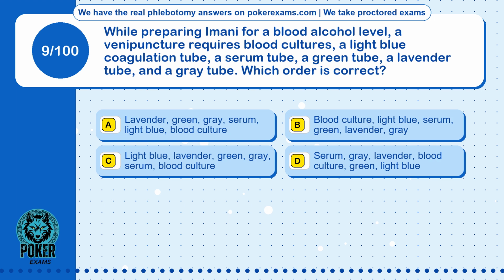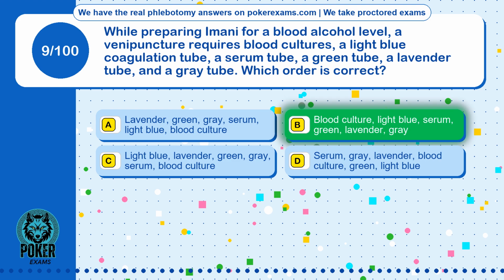Question 9. While preparing Imani for a blood alcohol level, a venipuncture requires blood cultures, a light blue coagulation tube, a serum tube, a green tube, a lavender tube, and a gray tube. Which order is correct? Option A, lavender, green, gray, serum, light blue, blood culture. Option B, blood culture, light blue, serum, green, lavender, gray. Option C, light blue, lavender, green, gray, serum, blood culture. Option D, serum, gray, lavender, blood culture, green, light blue.